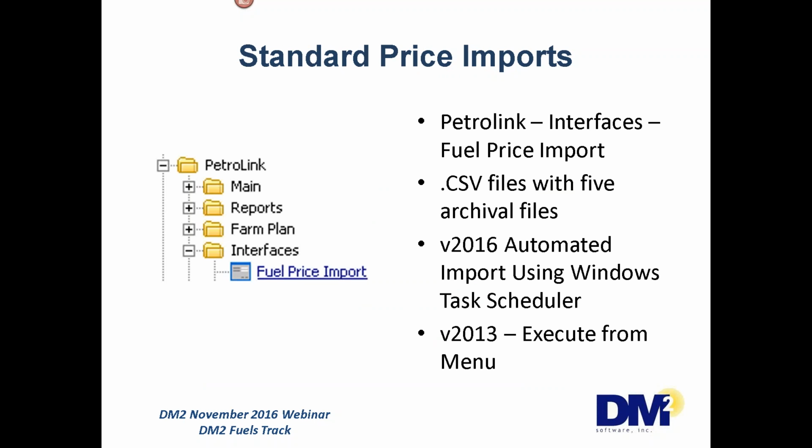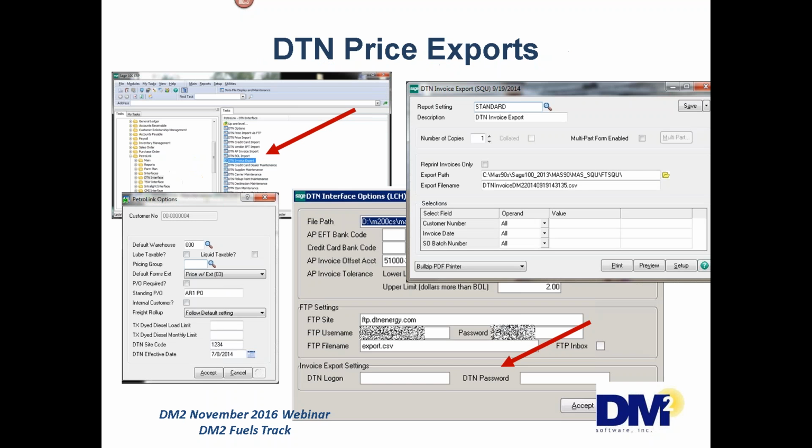Whether this is from a supplier that emails it to you or something that you develop internally, you can automate this process. In version 2016, you can use that for a task scheduler, and in 2013, you can execute this from the menu. Do you have customers who would like to download your invoices from DTN? Well, the DTN price export is here for you. With a few simple setups and working with DTN, your customers will be paying for your invoices quicker than ever.